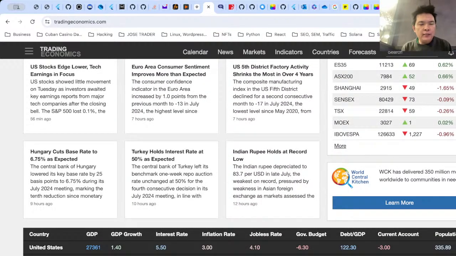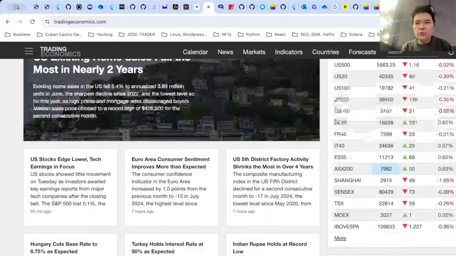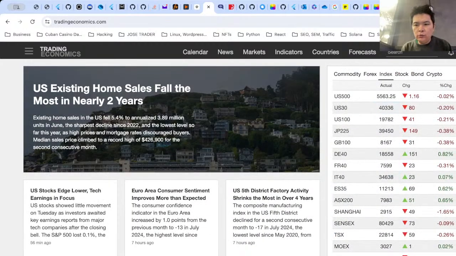Hungary cuts base rate to 6.74%. Turkey holds interest rate at 50% as expected. Indian rupee holds at record low. Wow. Okay, so there's not much going on here on Trading Economics. So, just 1 second, let me go to Daily FX.